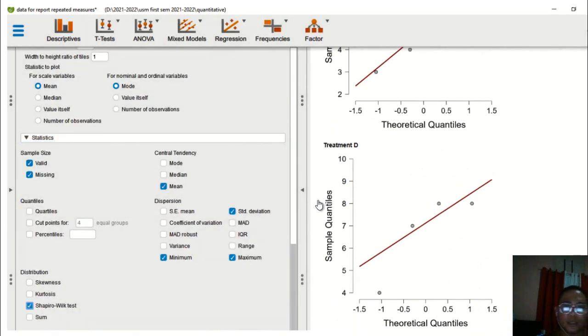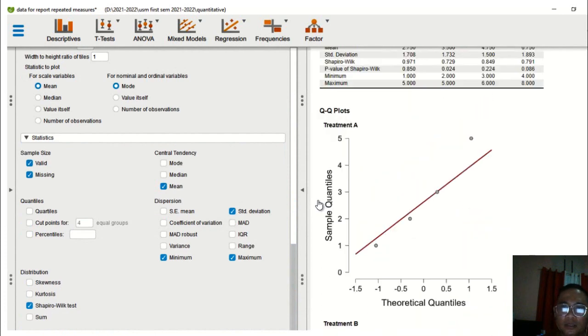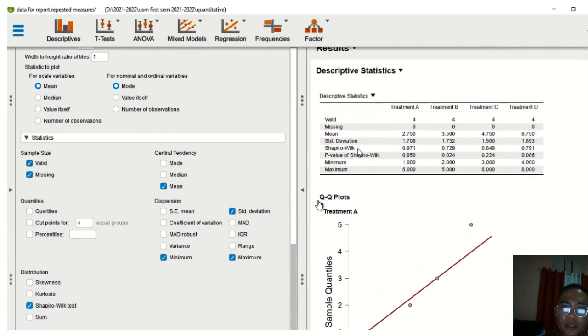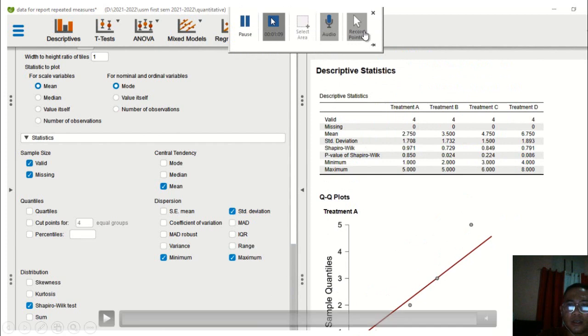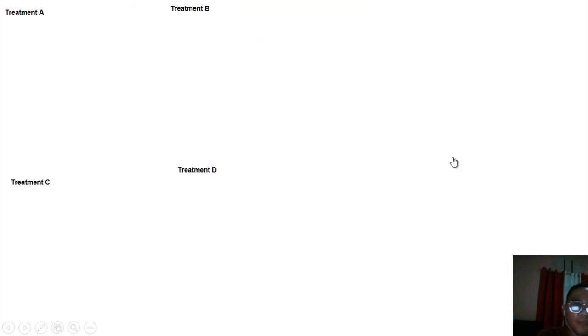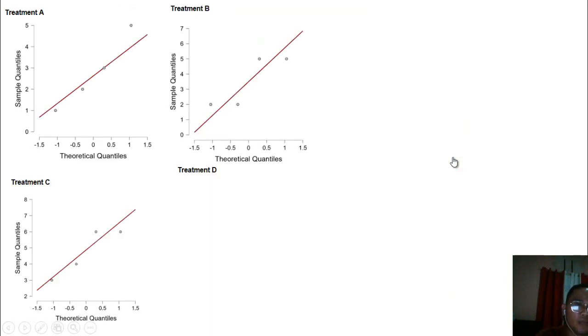Titingnan natin by Shapiro-Wilk test. By the Shapiro-Wilk test, we can see that in here, treatment A has a p-value of 0.85, so it means it's normal. Treatment B is not, treatment C is normal, and treatment D is not. So it's 0.85. If this is not significant, it means it's normal. Dapat mas malaki. So that is our treatment A, B, C, and D.